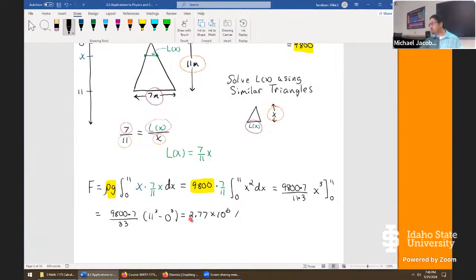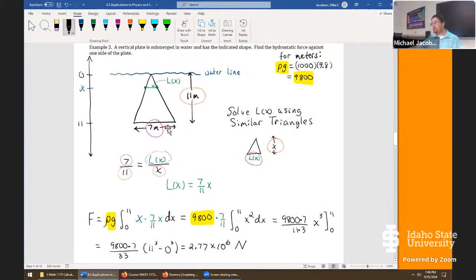Because we're using the metric system, this would be a unit of newtons for the total force. So 2.77 times 10 to the power 6 newtons. Quite a large number, but this is a pretty big structure as well. 7 meters that way, 11 meters tall. Well, we did it, folks. That's dealing with hydrostatic force.